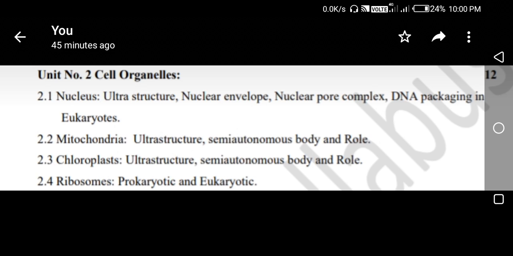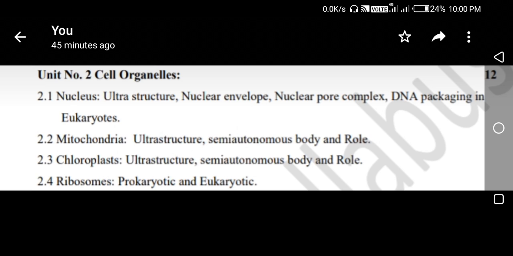The prokaryotic cell generally does not exhibit cell organelles, but the eukaryotic cell, either plant cell or animal cell, shows cell organelles like nucleus, mitochondria, chloroplast, ribosome. It has endoplasmic reticulum, Golgi complex. Then it has microbodies like lysosome, glyoxysome, peroxisomes, and the eukaryotic cell has a cell membrane. So the cell organelles we will learn here in detail.